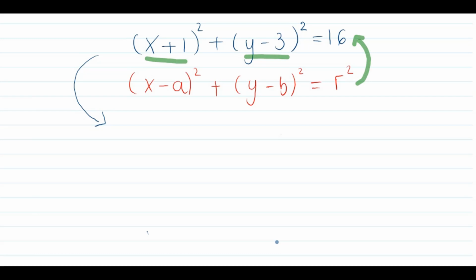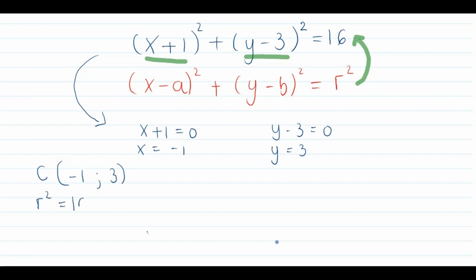Let's do that. Let's solve for x. So x plus 1 is equal to 0, meaning that our x is equal to negative 1, and our y minus 3 is equal to 0, so our y is equal to 3. Therefore, the coordinates of our center is the point negative 1 for x and 3 for y, right? We said that our r squared is equal to 16, making our r equal to the square root of 16, which is equal to 4.